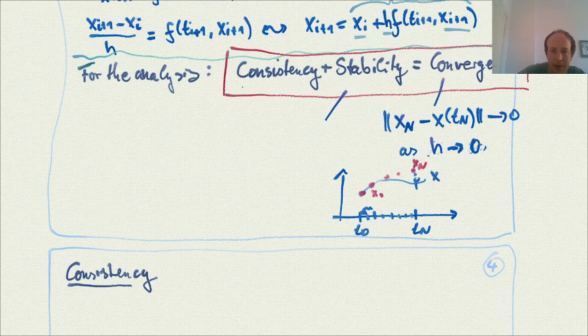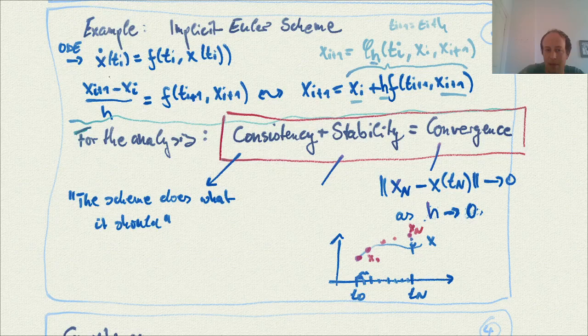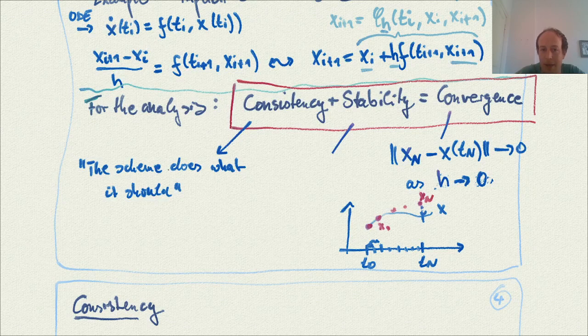Stability. Oh no, let's start with what consistency means. I like to say that the scheme does what it should. So for example, it really approximates the first derivative, and here's really the right hand side. But there will be a definition for consistency coming up. But you can think of it as: we have designed it in the right way. And stability is that the scheme works in practice. So there's more things to that.